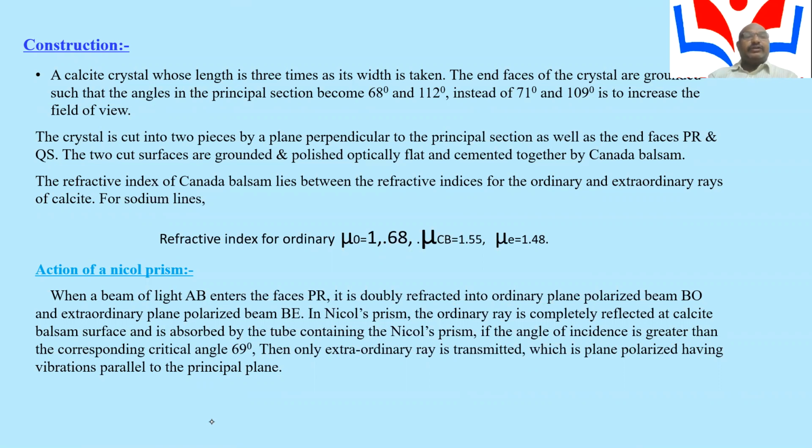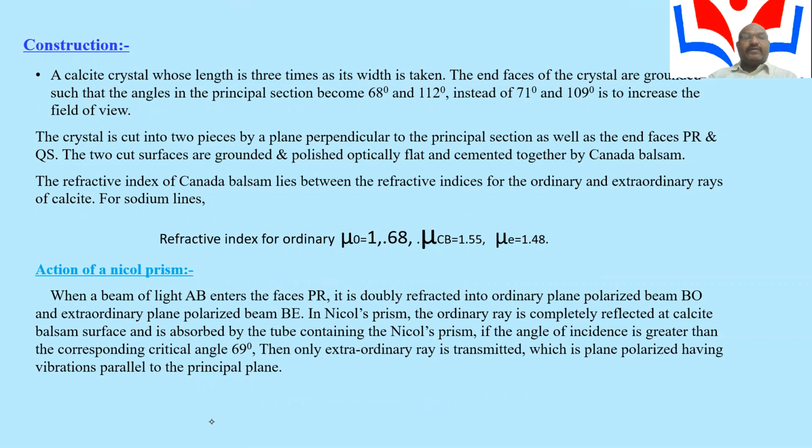The crystal is cut into two pieces by the plane perpendicular to the principal section, as well as the end faces PR and QS. The two cut pieces are ground and polished optically flat and cemented together by Canada balsam. The refractive index of Canada balsam lies between the refractive indices for the ordinary and extraordinary rays of the calcite crystal.